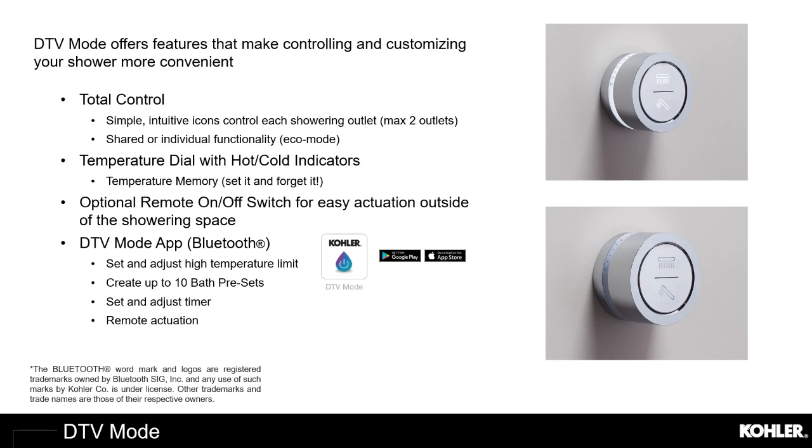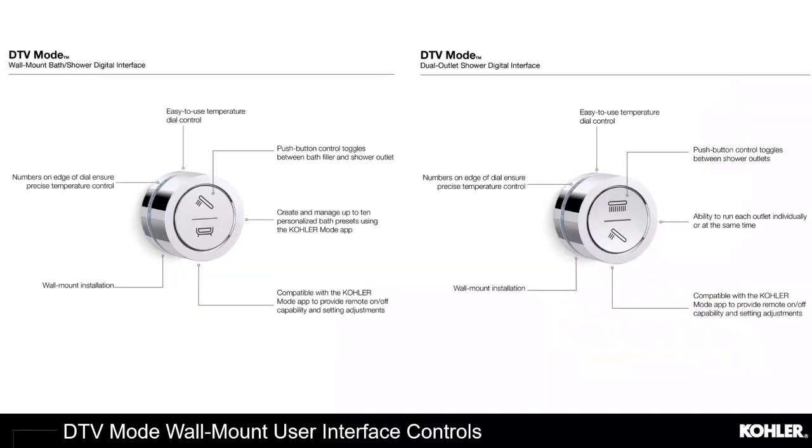This is a Bluetooth app that gives you the ability to set things like your high temp limit stop, add up to 10 presets, so everybody in the family can have their own preset for their bath filler, and maybe set and adjust the timer functionality for length of shower or length of tub fill. It gives you also remote activation and allows you to see the temperature in a digital readout on that Bluetooth app. The interface itself works very simple and easy.